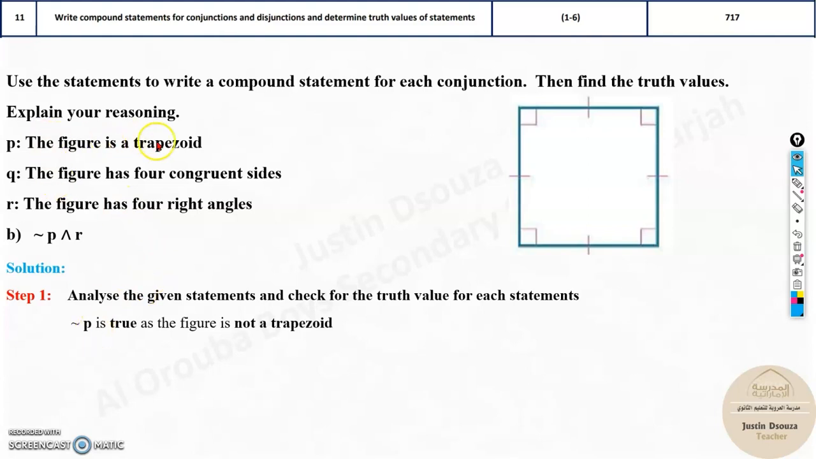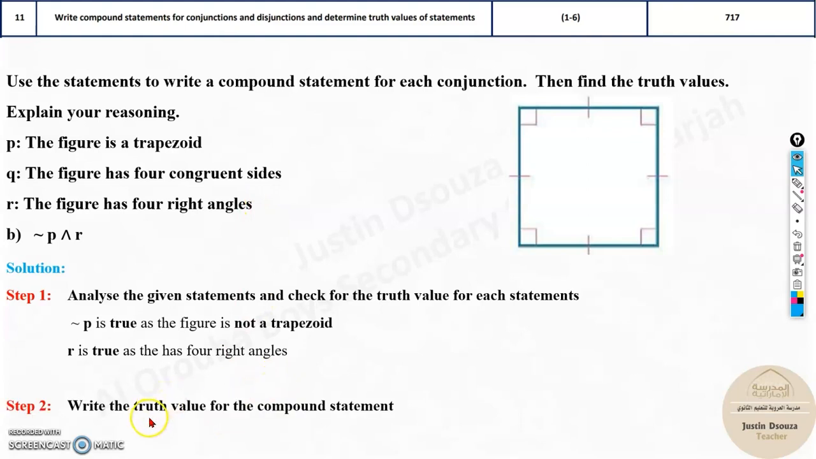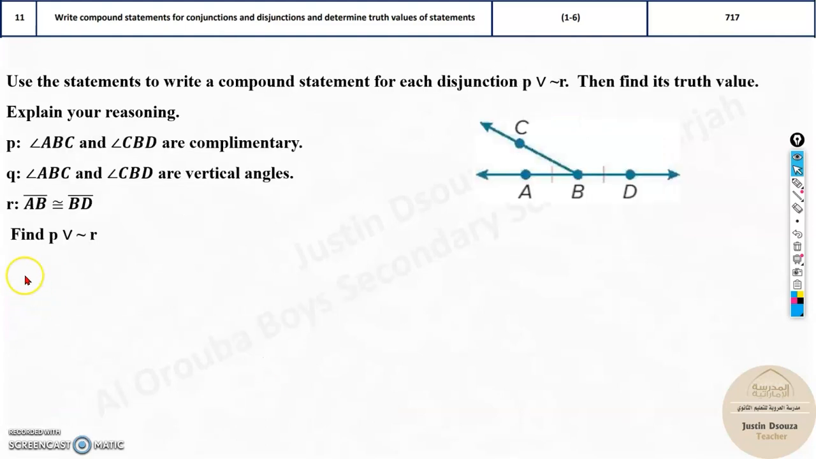Now over here they have told negation of P. What does this negation of P mean? That means the figure is not a trapezoid. Yes, it is true. This figure is not a trapezoid. And R is true because it has four right angles. So now the truth value would be yes, that is true. Why? Because both are true, and that's the answer.